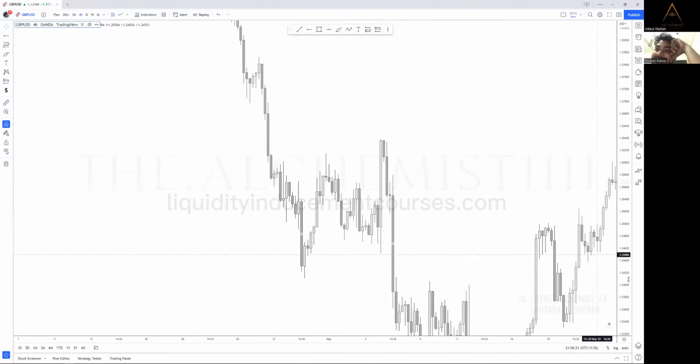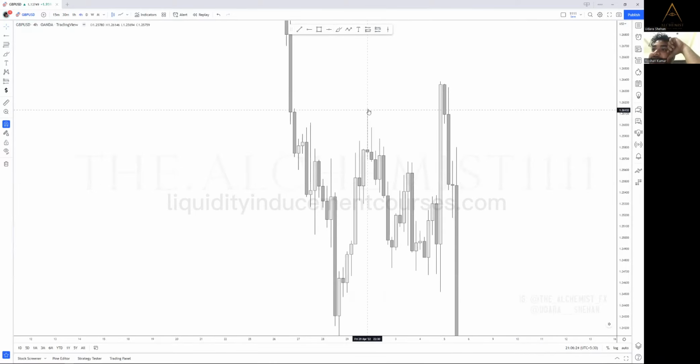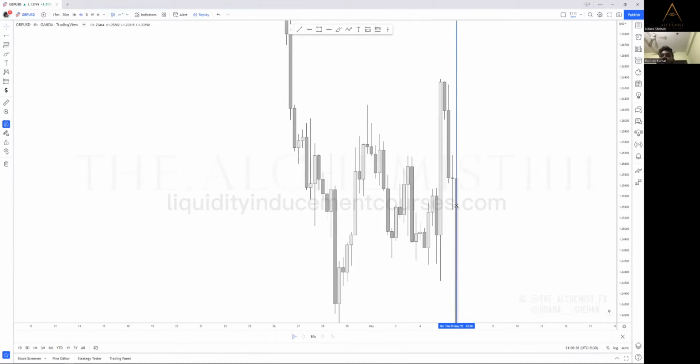Look at this one. Where did this tap into? It took out this swing high, took out this swing high, and tapped right into the open close level. Tapped and boom. Look at this one. This was FOMC. I'll show you a trade with FOMC.